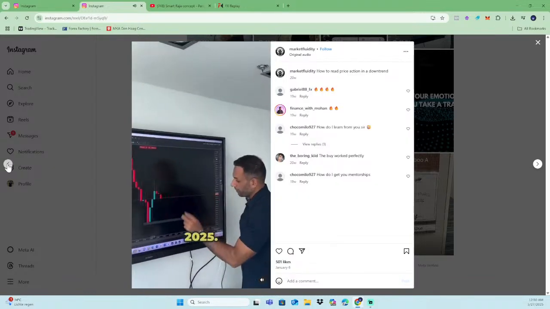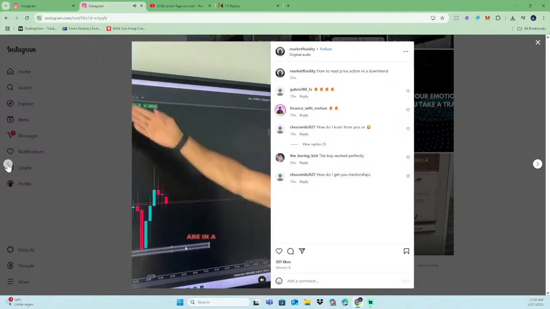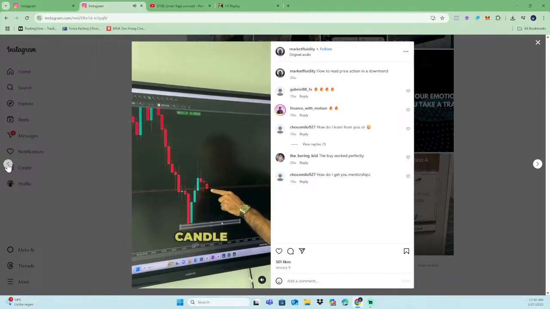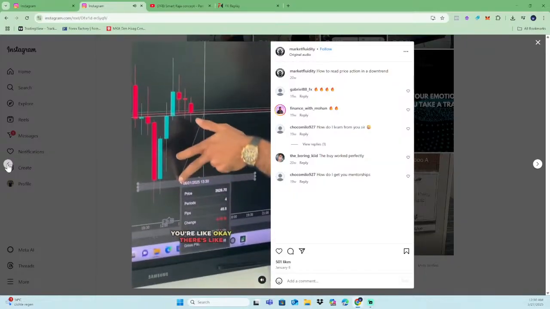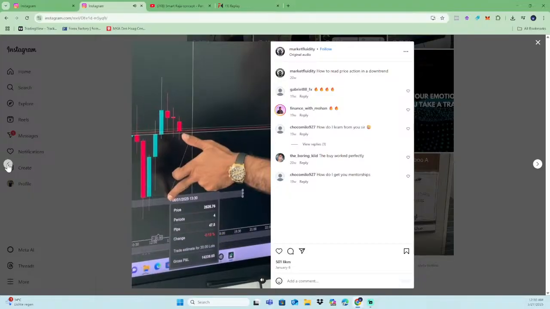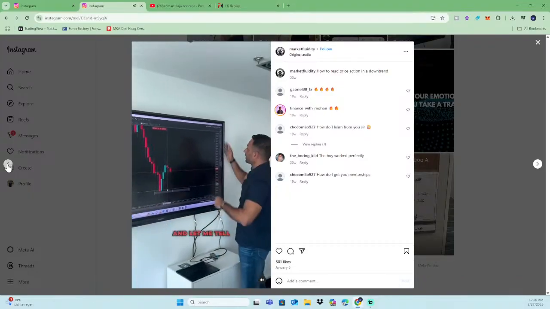Happy New Year, guys, 2025. Now, obviously we are in a downtrend. On the 30-minute candle, some of you may want to take a sell over here, because when you look at the range, you think, okay, there's a 48 pip range for price to move down. But what if I told you that's a bad idea? And let me tell you why.